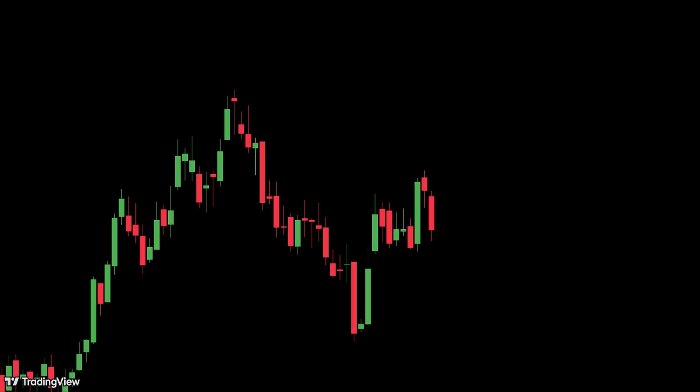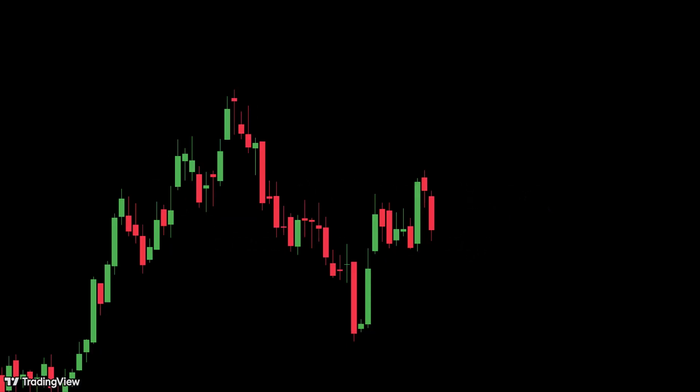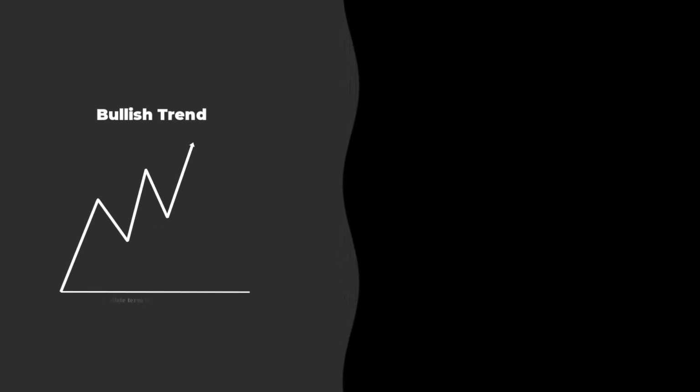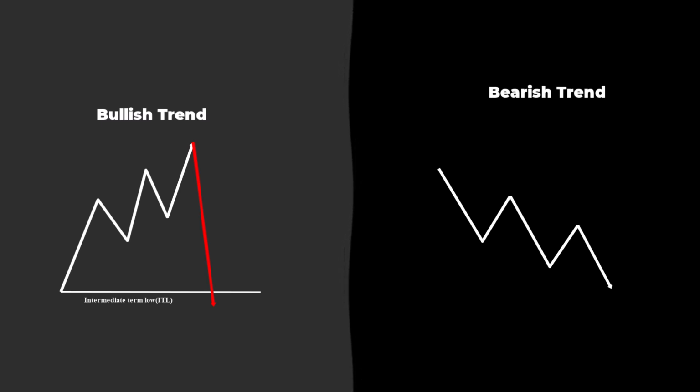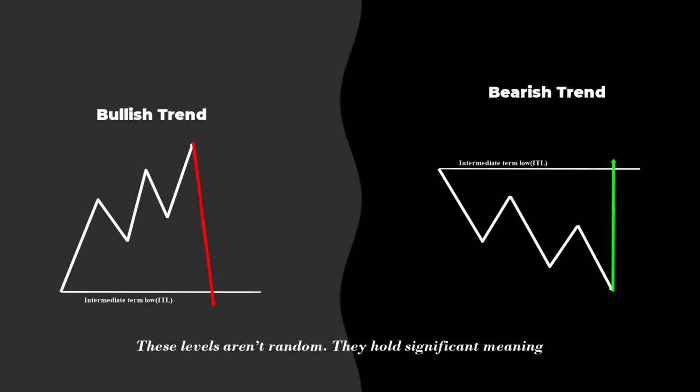Now, starting out with step 1, which is the market structure, or what I call the foundation of clarity. So every price chart has 2 key things, the highs and the lows, and some of them stand out more than the others. These are what we call the intermediate term highs and intermediate term lows. Imagine a bullish trend. In most cases, the price won't break below these intermediate lows unless something significant is changing. In a bearish trend, it's unlikely for you to see the price break above those intermediate highs unless the market is shifting direction. These levels aren't random. They hold significant meaning.